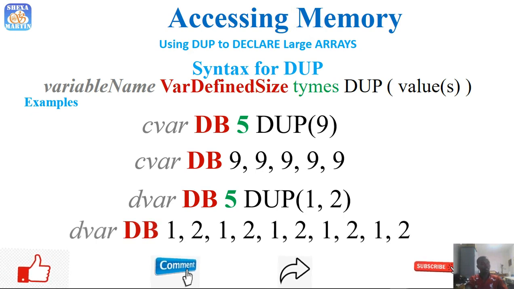Another example rather. You see, if you want 1, 2 to be repeated 5 times, the simplest way or the modern way, and here is the ancient way. Let me call it that way, an ancient way. So it's easy to use dupe. So dupe simplifies your coding.